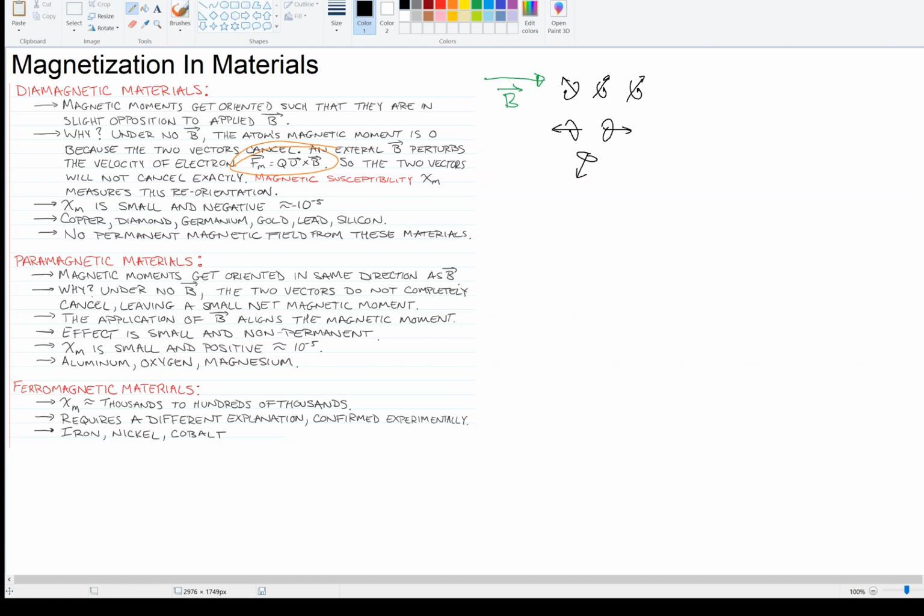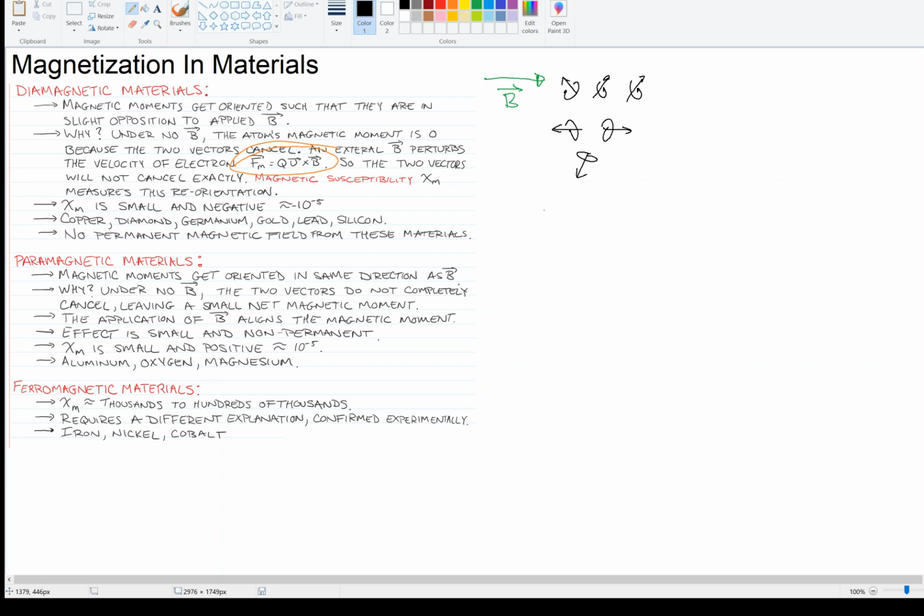and so there's a little bit of what's called magnetic susceptibility, and we use chi sub m, the Greek letter chi, and that measures this reorientation. We use chi e for electric susceptibility and polarization. Okay, so for diamagnetic materials, chi m is small and negative. Small because they align just slightly, and negative because they slightly oppose the external magnetic field, that is.